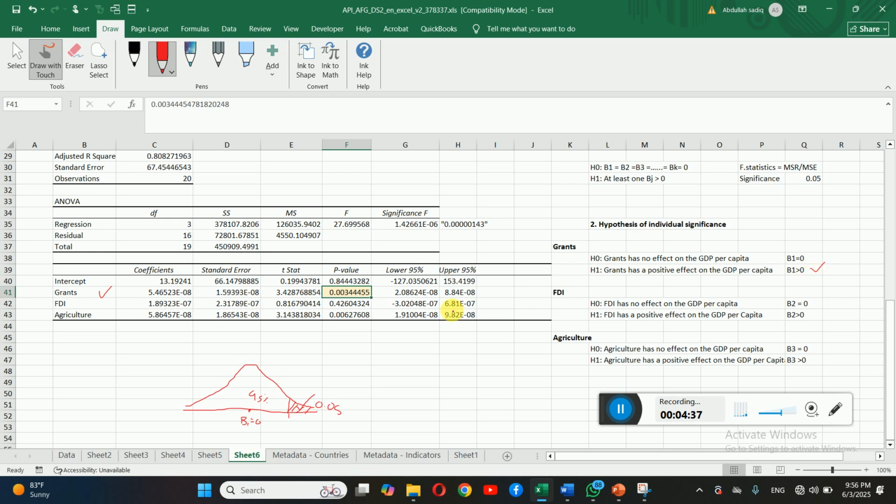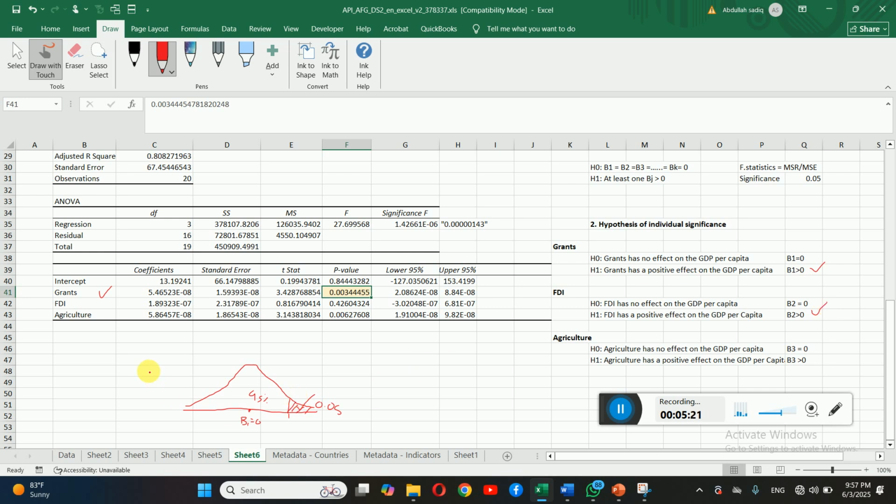Okay, and the same concept is applied to FDI and agriculture, but keep in mind, the standard units are the t-statistic value for the first coefficient is 3.42. This is too far away here, and this 3.14 is also farther away. But this 0.81 standard deviation is closer to 0. So that's why, dear students, we can say in this situation, the coefficient of FDI is not significantly different from zero. It's not far, it's closer to zero. That's why we are failing to reject the null hypothesis. In these situations, we cannot reject the null hypothesis, and simply we fail to reject the null hypothesis, dear students. Hopefully the concept is clear.